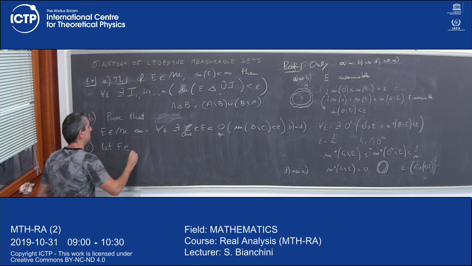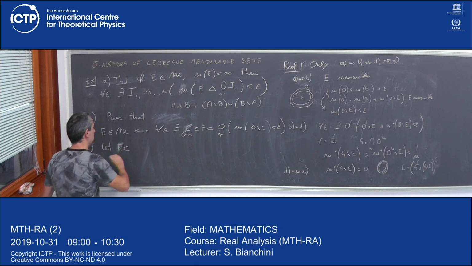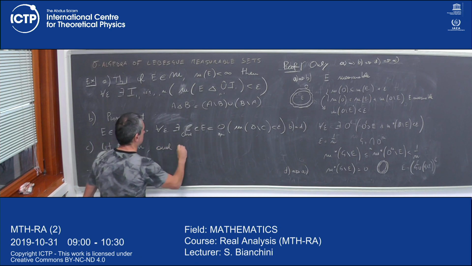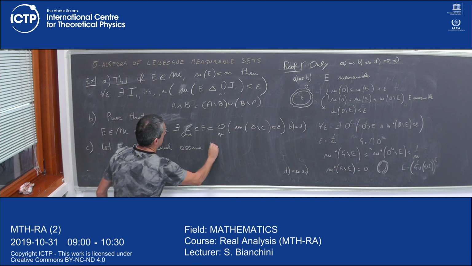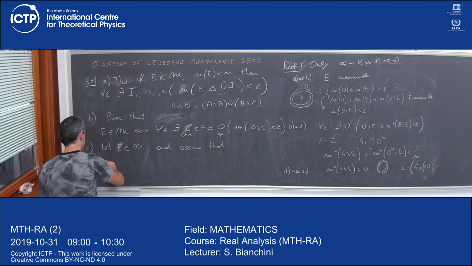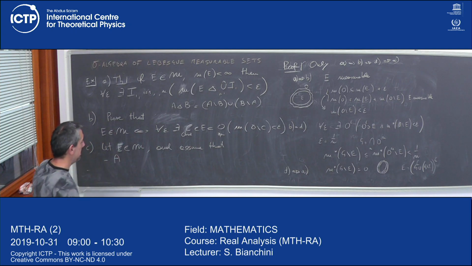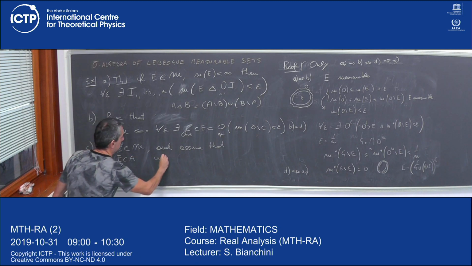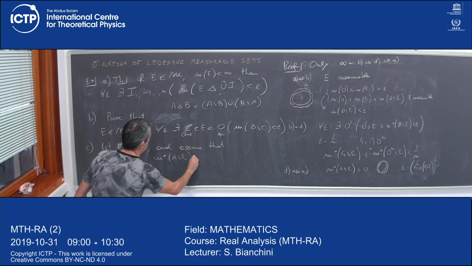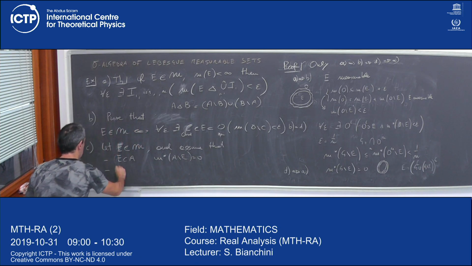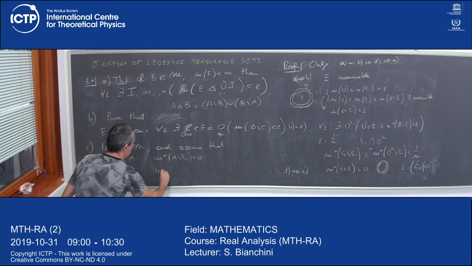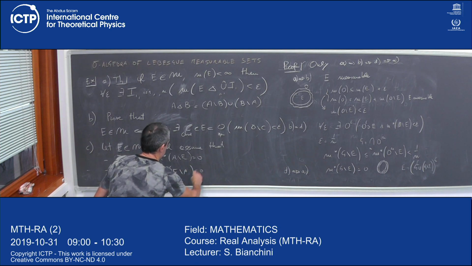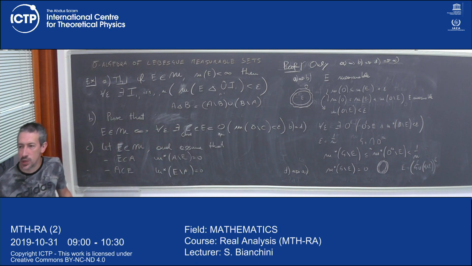Let A be a measurable set, and assume that we have two cases. First, E is contained in A, and the measure of A minus E is equal to 0. Or second, A is contained in E, and the measure of E minus A is equal to 0. Which one implies the measurability of E?